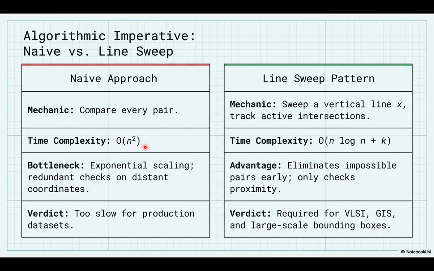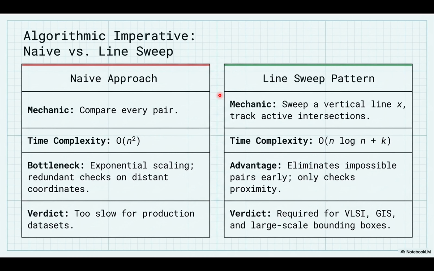O of n squared, the exponential trap. Exactly. As the number of items, the n, grows, the amount of work the computer has to do grows exponentially. So you're forcing the processor to perform redundant checks on shapes that are essentially on opposite sides of the universe. Right. Checking a bounding box in New York against a bounding box in Los Angeles is just a complete waste of computational cycles. And in production data sets, structural efficiency isn't just nice to have. It's required. It's absolutely required. The naive approach is fundamentally too slow for modern applications.